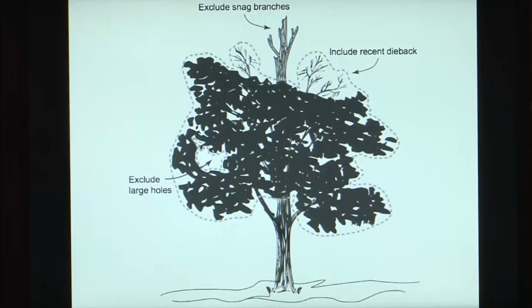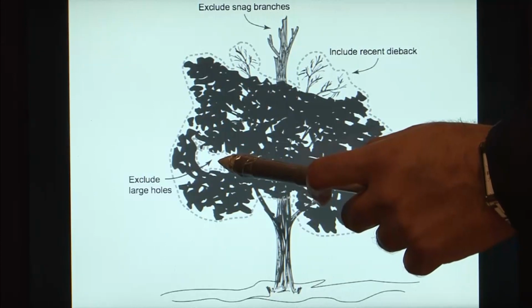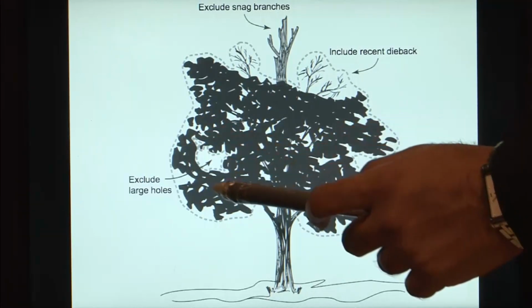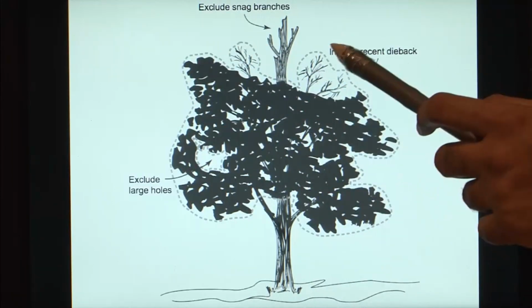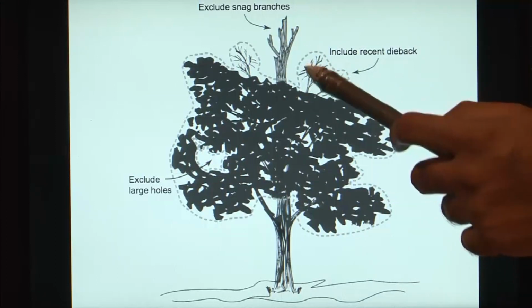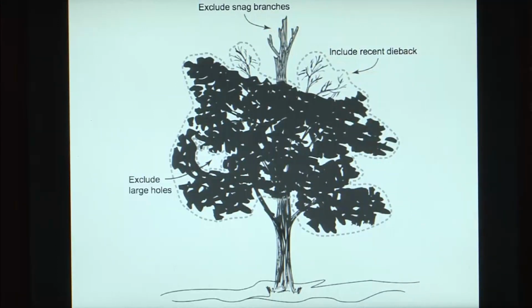So, now coming back to the slide, any dead branches, because they are dead from long back, are not included in this calculation. We include the recent diebacks and we exclude the large holes. So, for instance, this hole is a natural hole, so we are not going to compute this area, but we are going to compute the area that is given here in the outline. So, we calculate this total area, we calculate the area of the recent diebacks, and then we calculate the ratio and then express it as a percentage on the classes distribution.